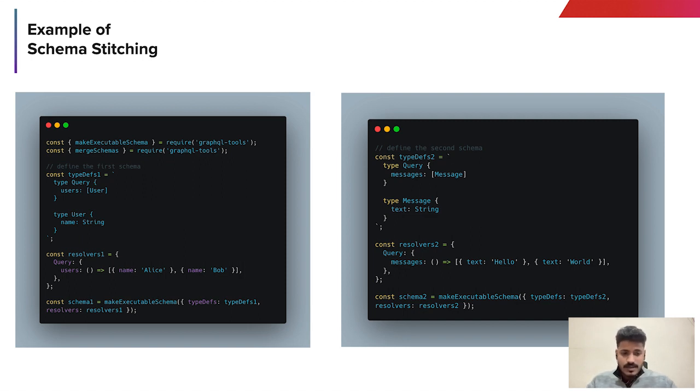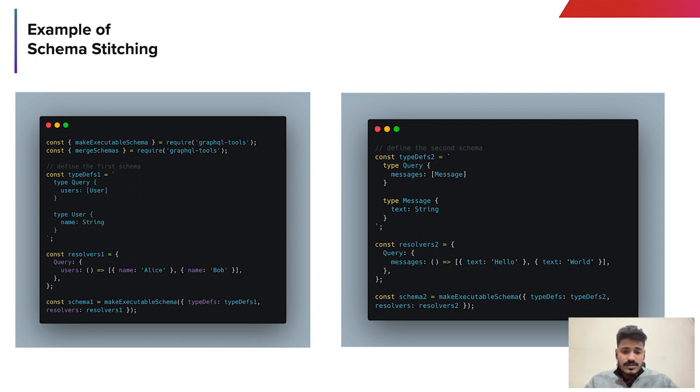name of type string. Then resolver 1 and resolver 2, these are the objects that define the behavior of the API. Specifically, resolver 1 defines how the users query should work. In this case, it returns a static array of two users, Alice and Bob.